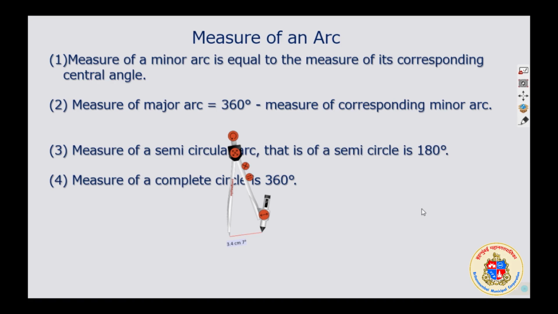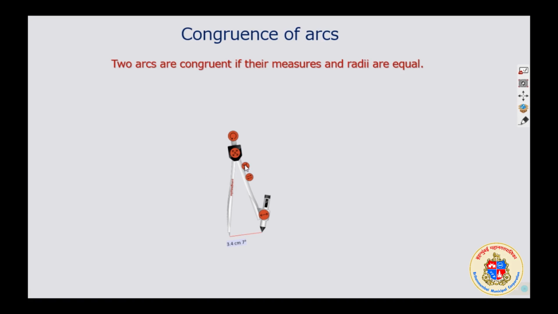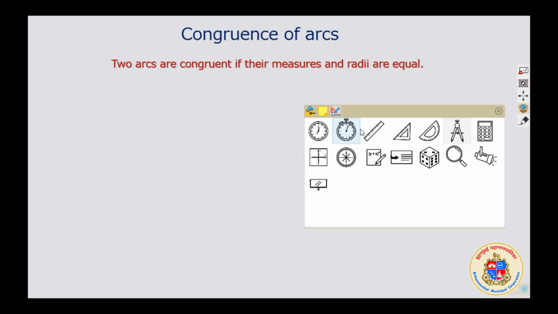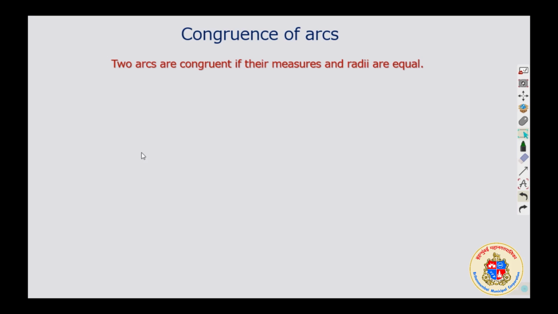चलो आगे बढ़ता हूँ. Congruence of arcs. Congruence of angle is in its measure. Congruence of segment is in its size, that in centimeter or meter. Congruence of circle is in the congruence of its radius. Then what is the congruence of arcs? In order to understand congruence of arcs, you need to compare arcs. In order to compare arcs, you need to have more than one arc. So I am going to draw a circle having more than one arcs.